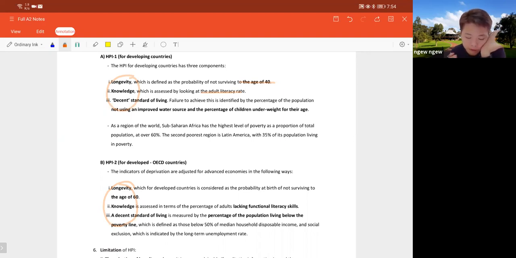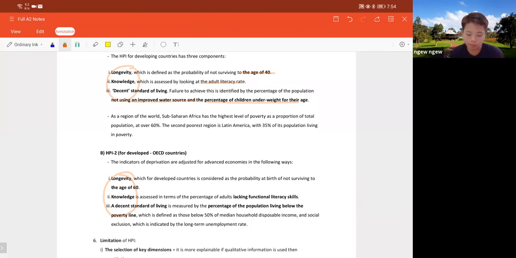And in terms of decent standard of living, as long as the percentage of people who are malnourished or underweight is not that high, or people can use an improved water source, meaning better access to clean water, then these people are considered not very poor. Okay.